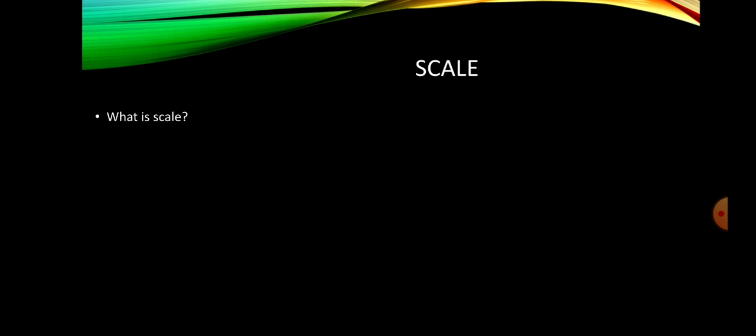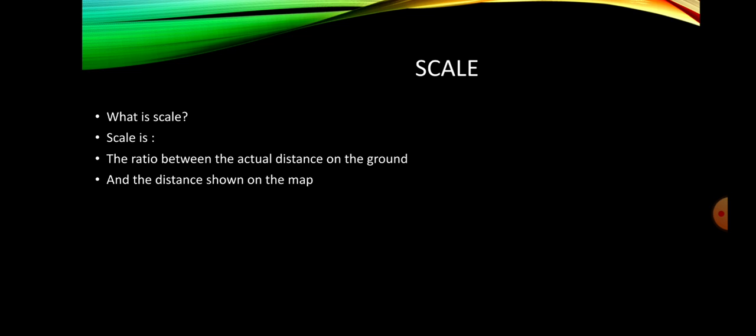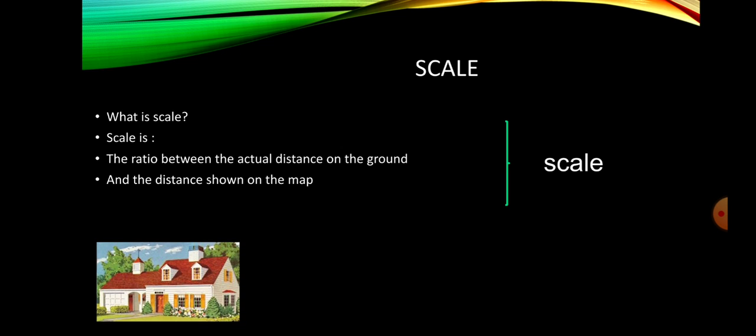Now, what is scale? Scale is nothing but the ratio between the actual distance on the ground and the distance shown on the map. The distance we show on the map to represent the actual distance, that is called the scale. It is also the definition of the scale.